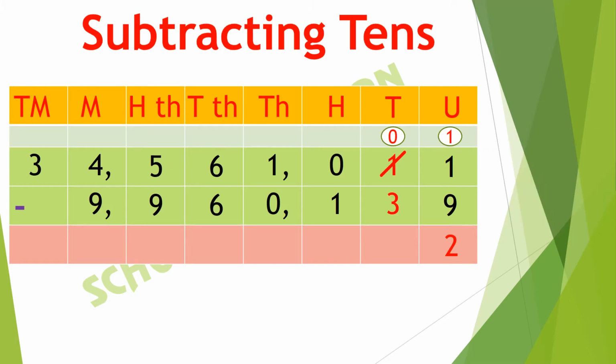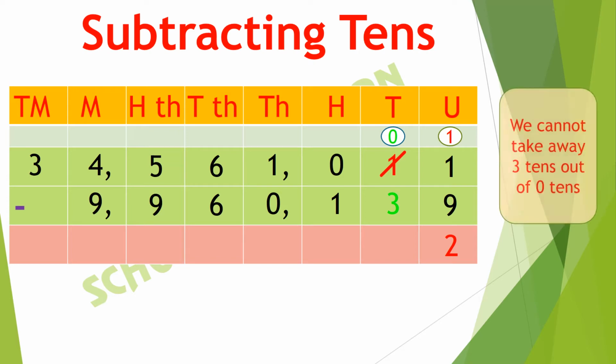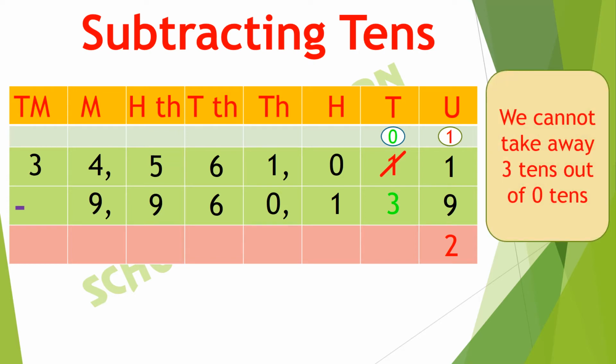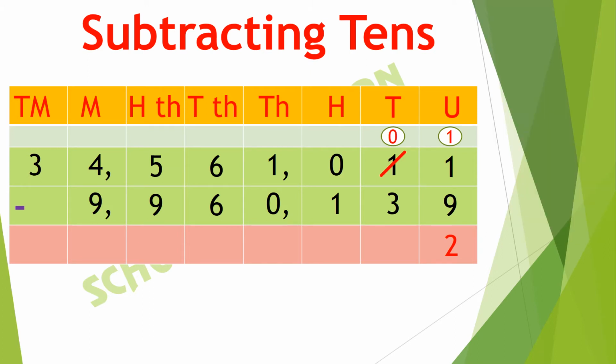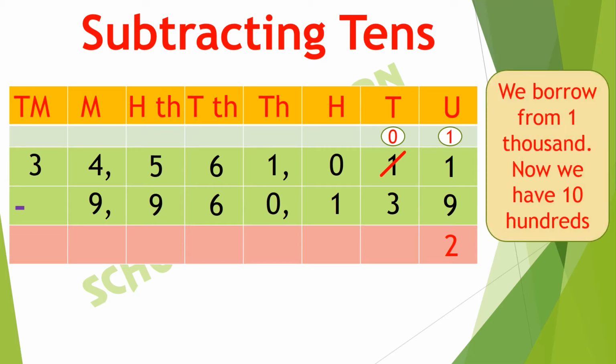Now we will move toward the tens. Here we can see that we have to subtract 3 tens from 0 tens. As we cannot take away 3 tens out of 0 tens, we regroup the hundreds and borrow from the hundreds. But we cannot borrow from the hundreds as there are 0 hundreds. So we move towards the next column, that is the thousands column. We borrow 1000. Now we have 10 hundreds in the hundreds column.